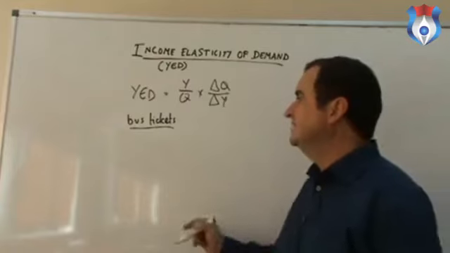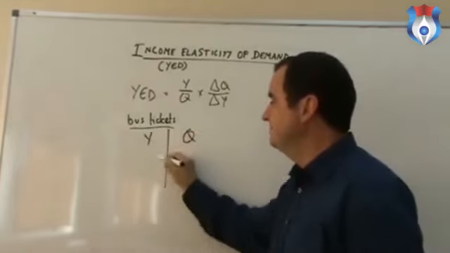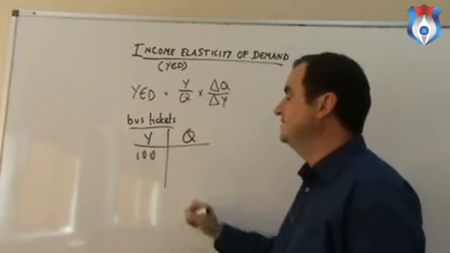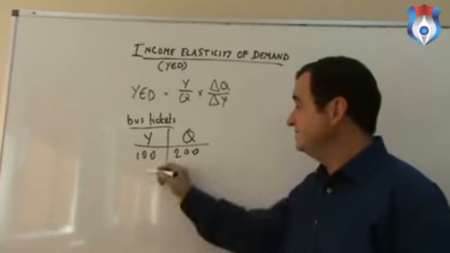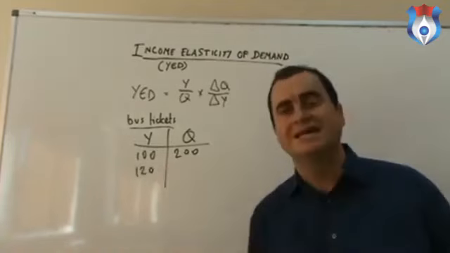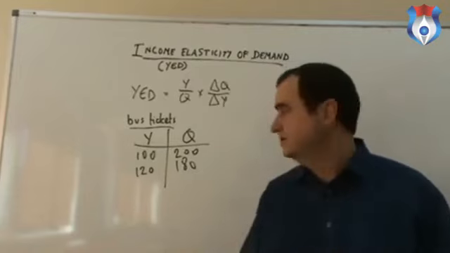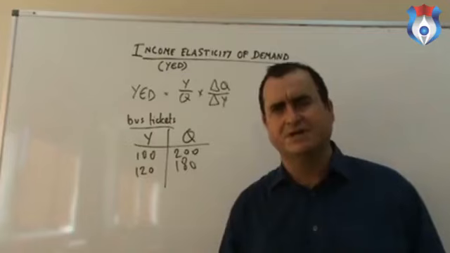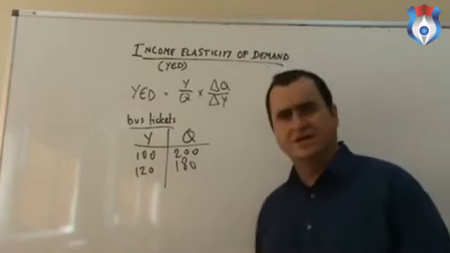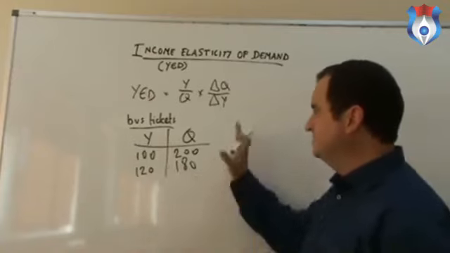So bus tickets. Now let's imagine that when my income was 100, I used to buy 200 bus tickets. But when my income rose to 120, I bought fewer bus tickets. I only bought 180 bus tickets. Let's say I can now afford to treat myself to a taxi ride instead of getting the bus on Friday mornings when I'm very tired. So what does this do to YED?